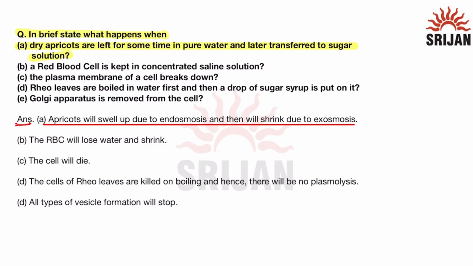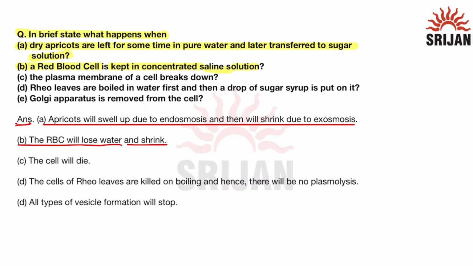Now the second part of the question reads, a red blood cell is kept in concentrated saline solution. Now let us see the answer. The RBC will lose water and shrink. So again exoosmosis will happen as saline solution consists more of the solute and less of the solvent, and RBC has more of the solvent. So exoosmosis will take place. That means water will move from higher concentration to lower concentration and RBC will lose all the water and it will shrink.